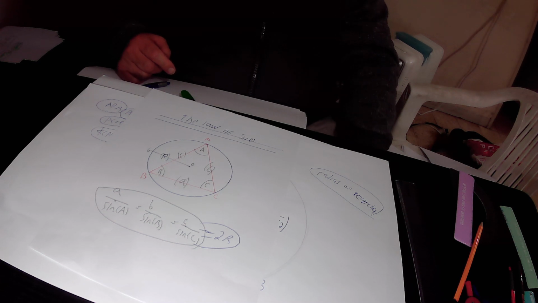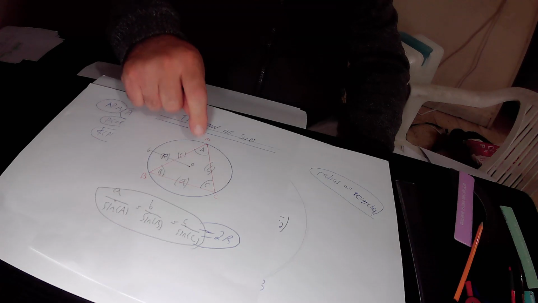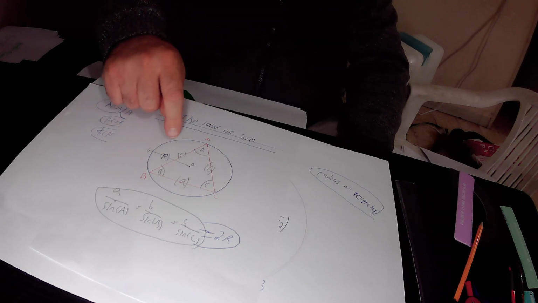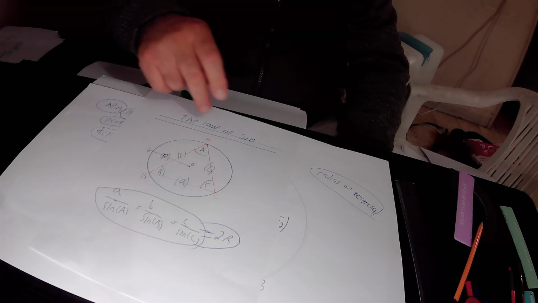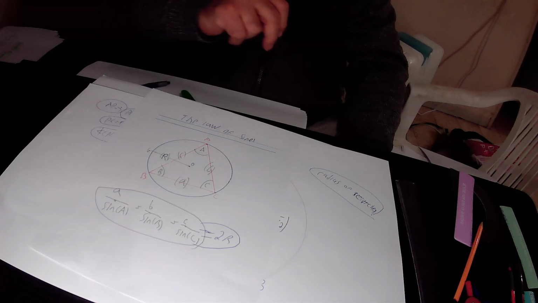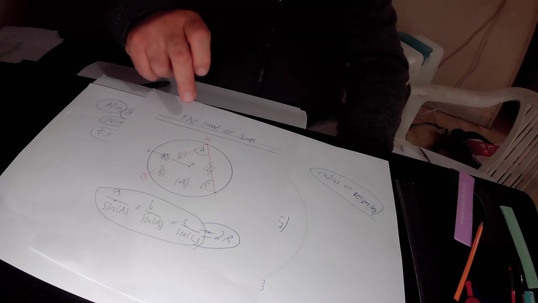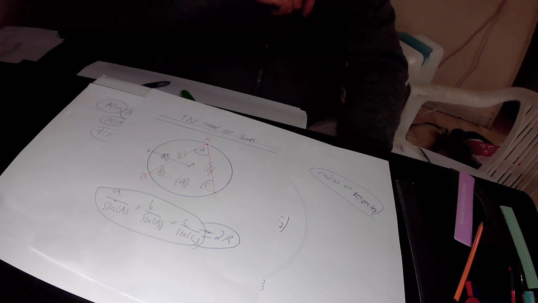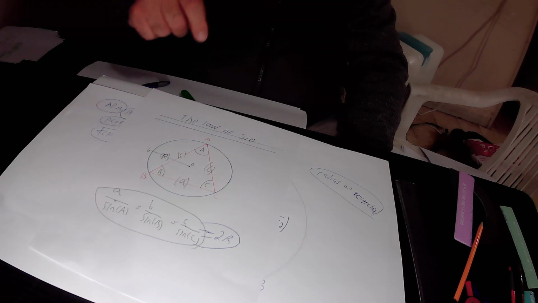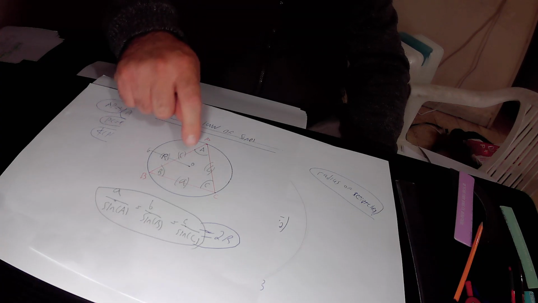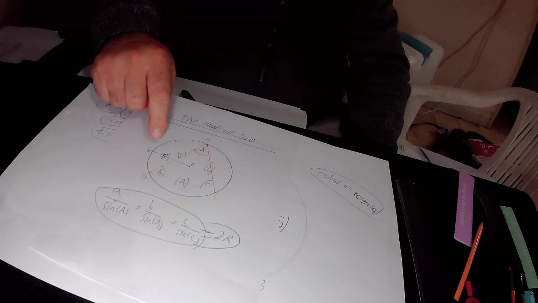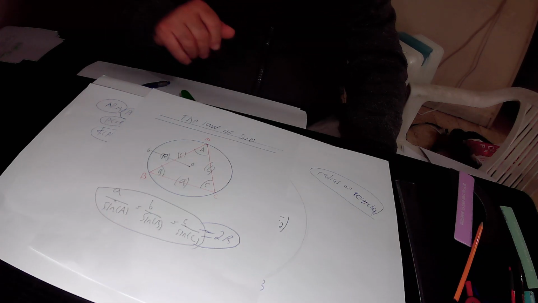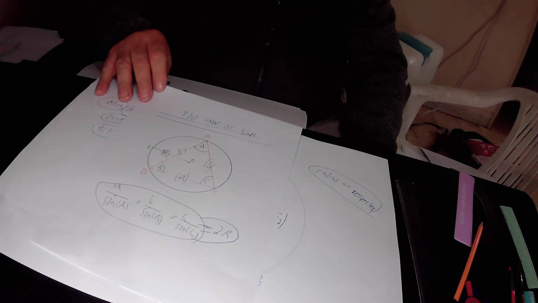So according to the law of sines, the following equation is true. a over sine A equals b over sine B equals c over sine C equals 2R. And R is the radius of this circle that circumscribes triangle ABC. Triangle ABC is described by this circle. And again, according to the law of sines, a over sine A equals b over sine B equals c over sine C equals 2R. So we can implement the law of sines in our drawing.